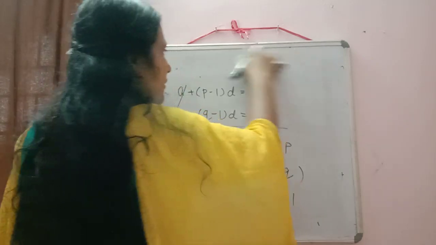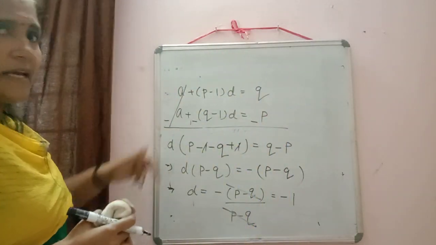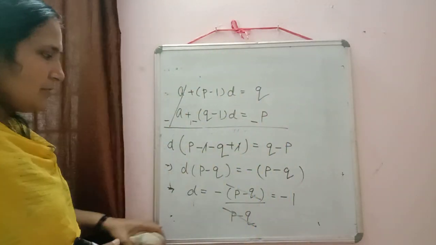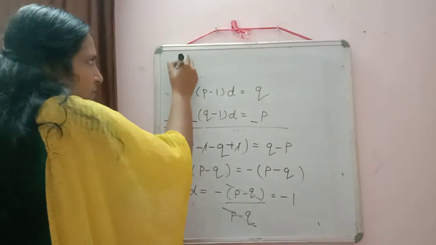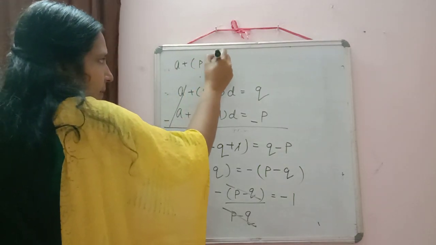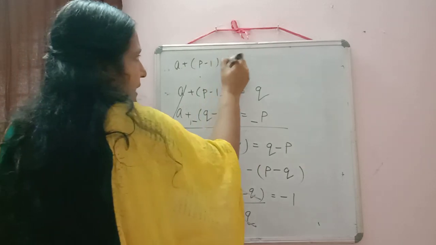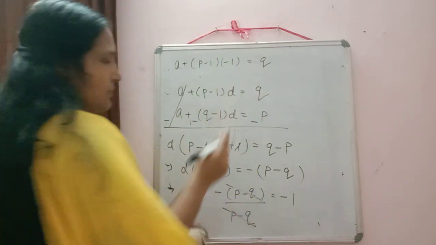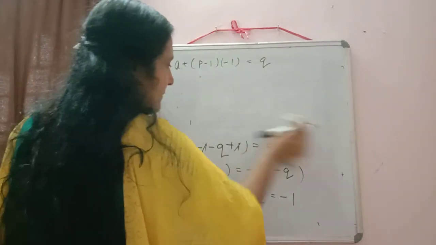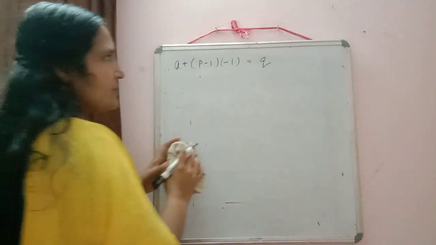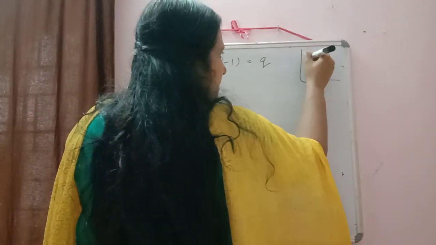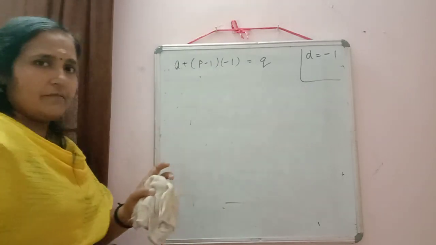To get the value of A, substitute in any one of the equation. So suppose I am substituting in first equation. So A plus P minus 1 into minus 1 is equal to Q. So remember we got D is equal to minus 1. Somewhere I am writing, D is equal to minus 1 we got.